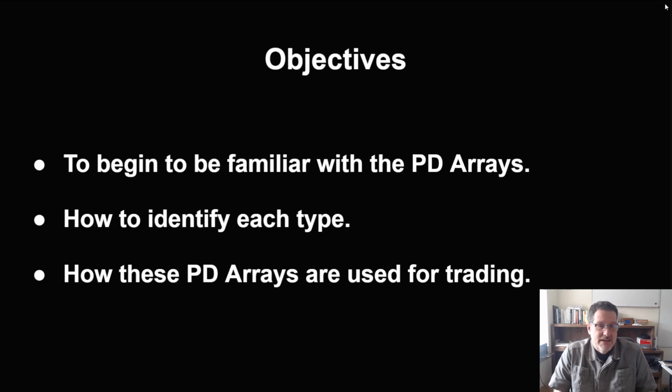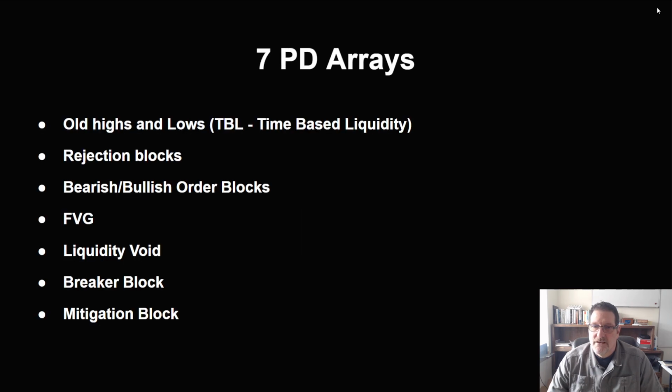Hopefully we can help you identify what these PD arrays are, and so you'll be able to go to a chart and go, oh, I see that, I understand that, and be able to identify them. And then also how these PD arrays will be used for trading. We will talk just about that a little bit. Mostly what you need to know is that we will be going over all of these PD arrays in more detail in intermediate and advanced lessons in the future. So this is just a high-level look to get you familiar with what they are, so you can go back into your charts and begin to identify them.